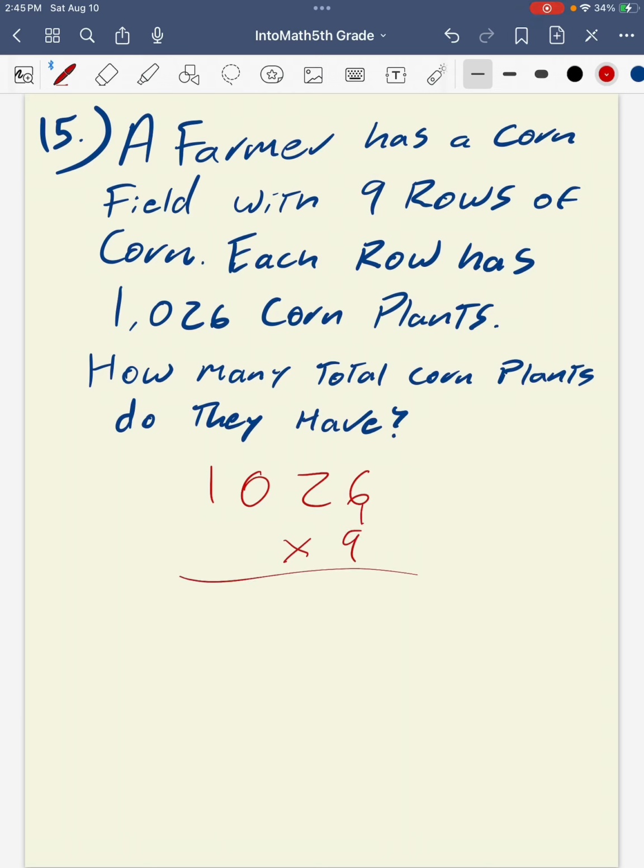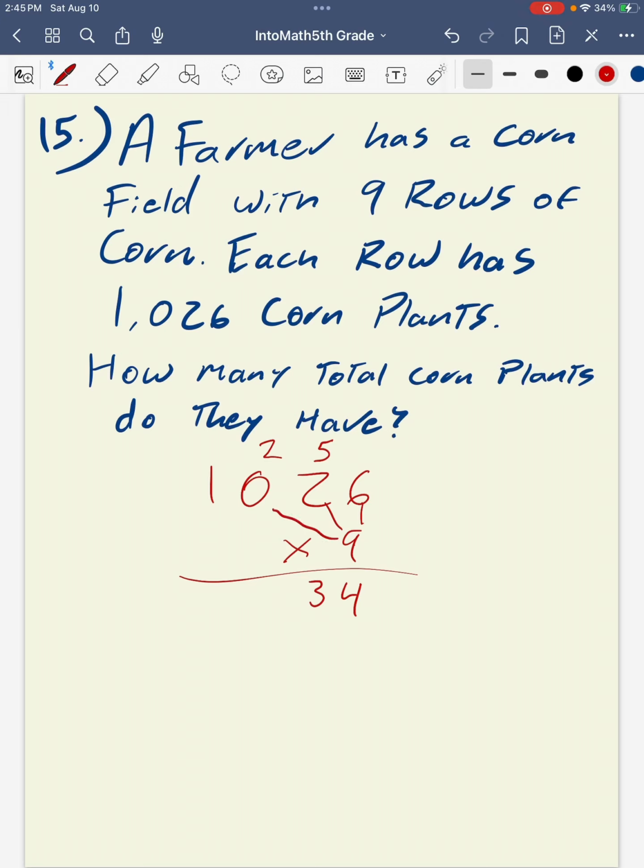We start by multiplying our ones, so 9 times 6 gives me a product of 54. I put my 4 down in my ones place and carry my 5 over into my tens place. I multiply 9 times 2, which gives me 18. 18 plus 5 is 23. I put my 3 down in my tens place and carry my 2 over into my hundreds.